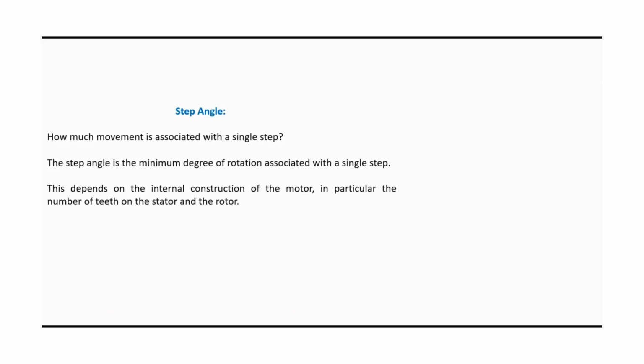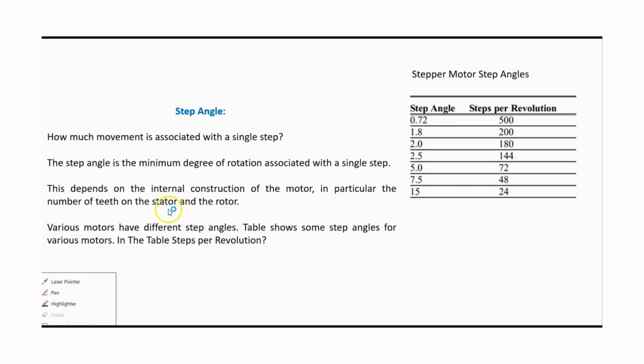It depends on the construction, such that the number of teeth on the stator as well as on the rotor determines how large or how small the step angle of a particular motor will be. So various motors have different step angles. Like here there are about 6 or 7 stepper motors, and each motor has a different step angle. Let this be a motor of step angle 0.72 and this one of 15 degrees. So this motor moves in larger degrees: with each step it covers 15 degrees, and this motor covers only 0.72 degree. There are other motors also available which have different step angles.